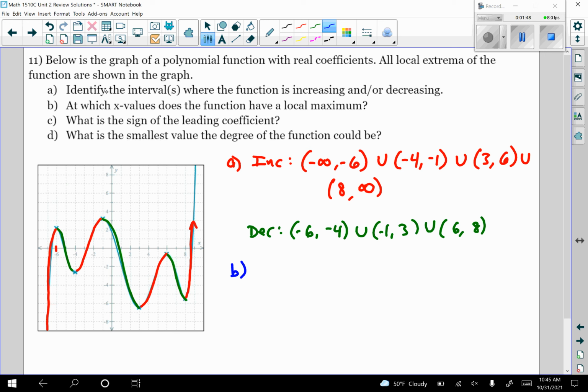So the intervals where our function is increasing is from negative infinity, we only want the x values, to -6. You can put commas or you could put union, and we're going to go from -4 to -1, and then from 3 to 6, and then from 8 to infinity.